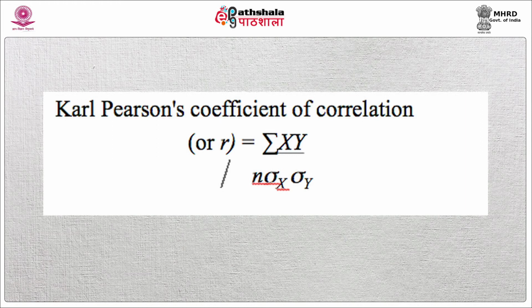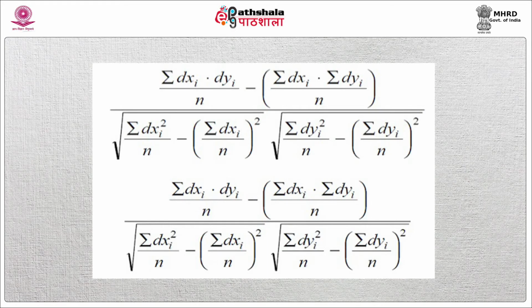It is the summation of xy divided by n into the standard deviation of x and the standard deviation of y. In case we use the assumed means, that is Ax and Ay for the variables x and y respectively, then the Karl Pearson's formula becomes as shown on your screen.